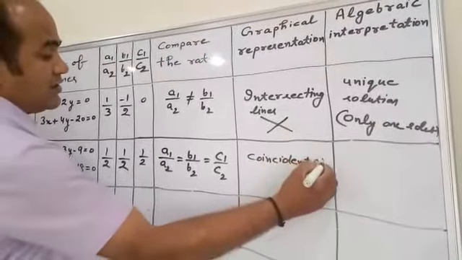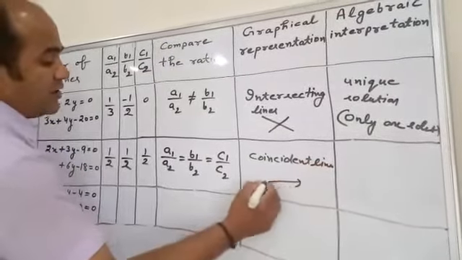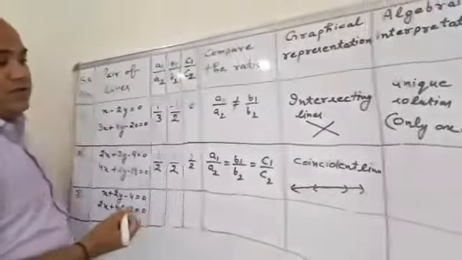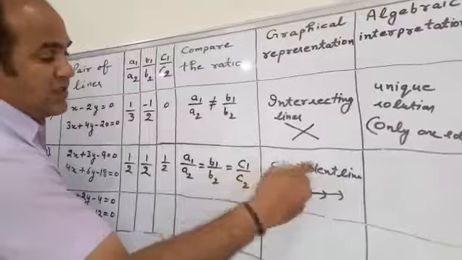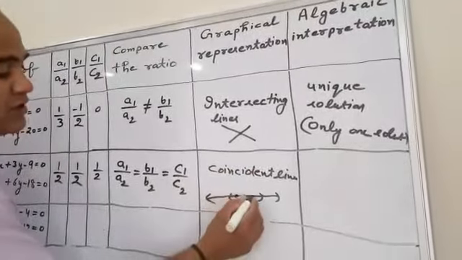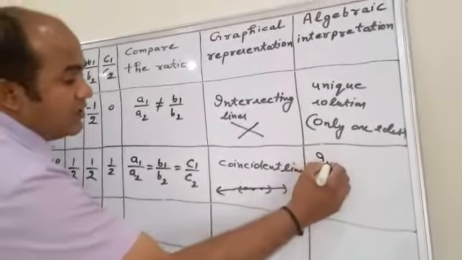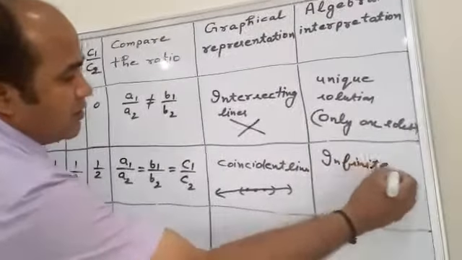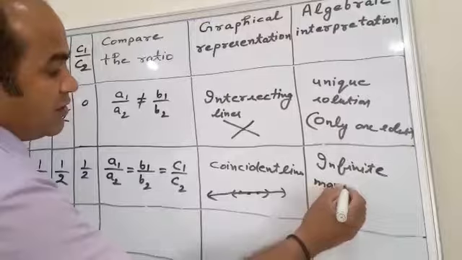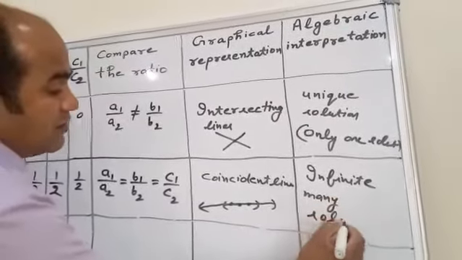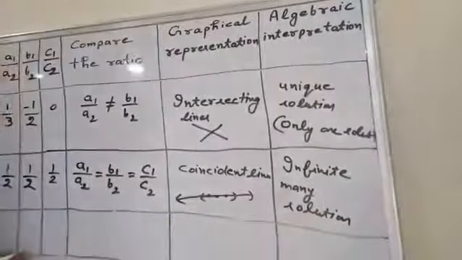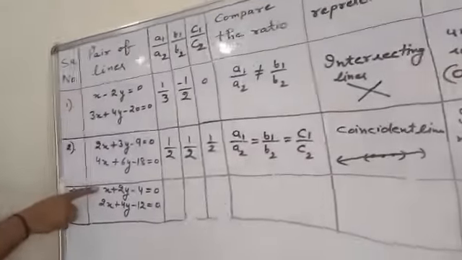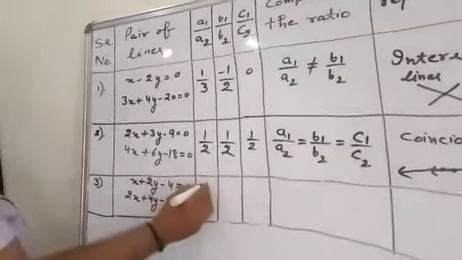Coincident lines means lines coincide with each other. If coincident lines, it means infinitely many points, infinitely many solutions we will get.